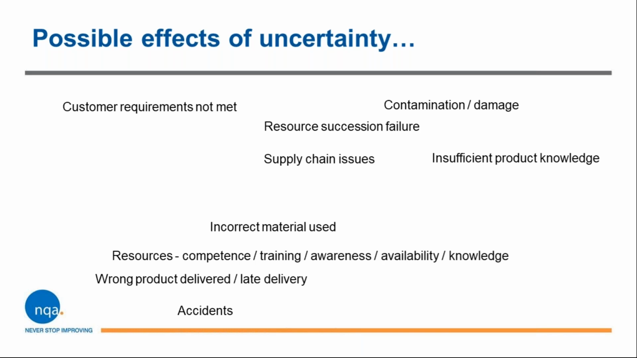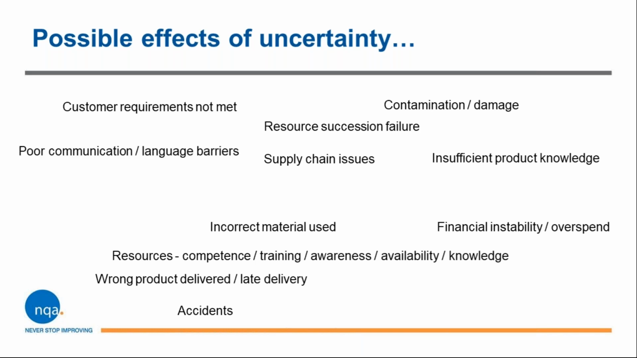Supply chain is a big area. Procurement can be a big area in every sense of the word, from the product or service through to uncertainties about competence. Financial instability and overspend is a big variable for all of us. It doesn't necessarily come up during ISO audits, because finances aren't an area we delve into, but it can be part of the bigger picture when you're looking at your business continuity.